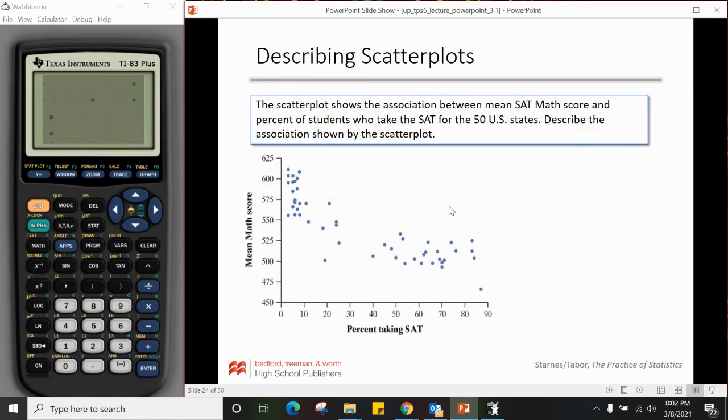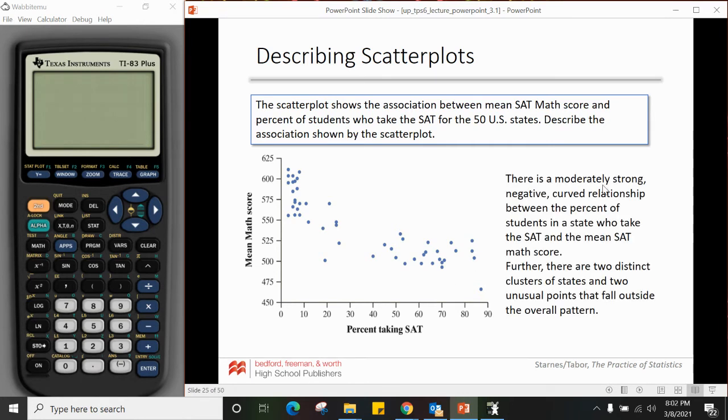Here's some data and a scatter plot, so let's go through the process. I'm going to say there is a moderately strong negative curved relationship between the percent of students in the state who take the SAT and the mean SAT math score. You see how they give us both variables? And it says, furthermore, there are two distinct clusters of states and two unusual points that fall outside the overall pattern. So let's take a look, do we hit all four?